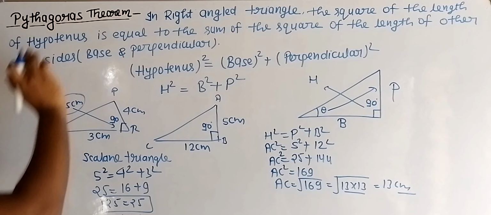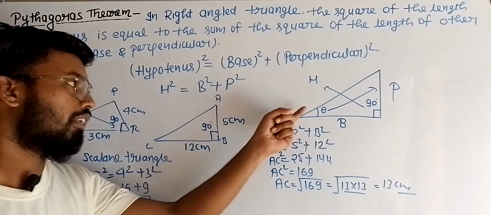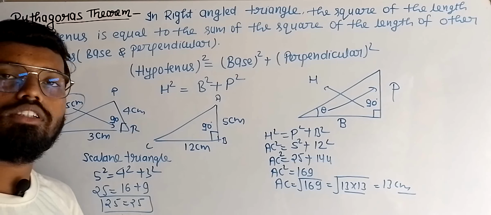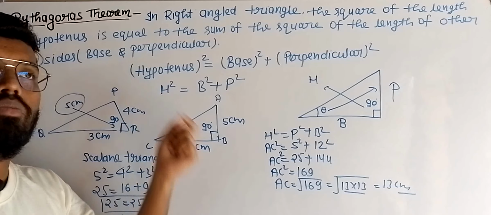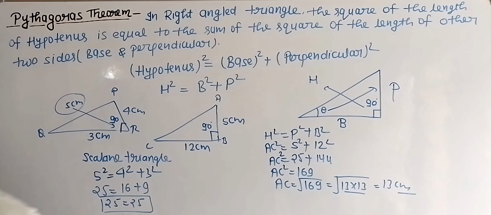So on the basis of Pythagoras theorem, these are two major kinds of questions which are asked in examinations. First you write down, then we will move on to Pythagorean triplet.